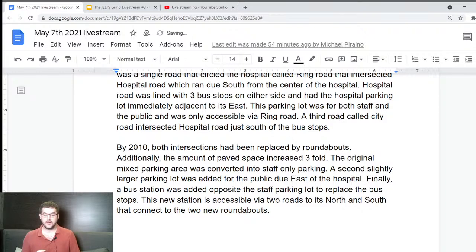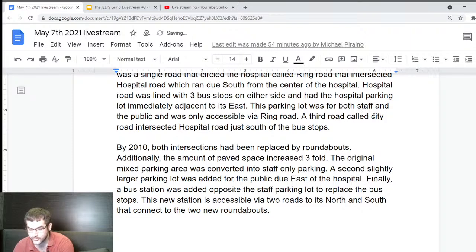This parking lot was for both staff and the public and was only accessible via Ring Road. Again, the other person who submitted their essay had accessible, really nice high-level word. It's something that I use naturally. A third road called City Road intersected Hospital Road just south of the bus stops.